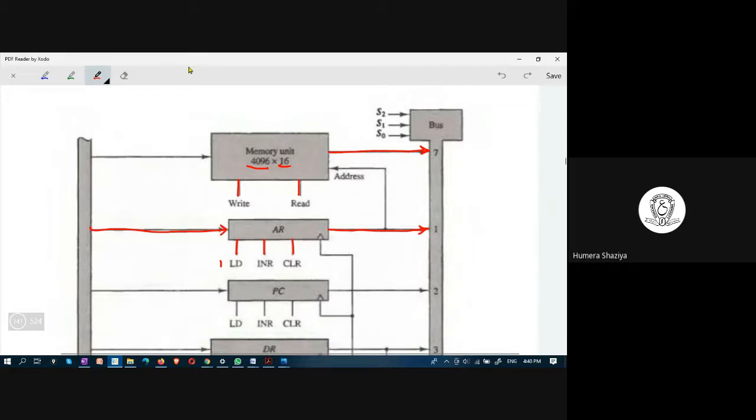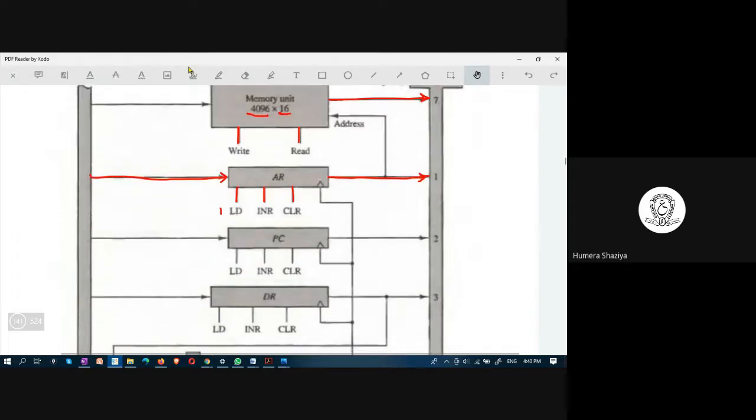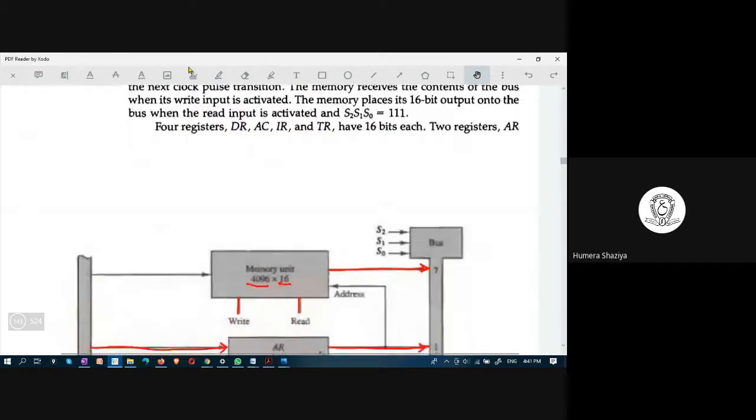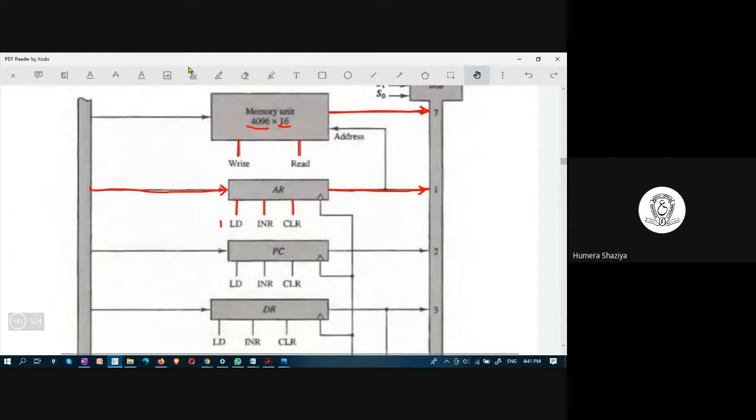gets into the address register. When the address register has this load bit 1, the load bit of all the other registers would be 0. Here you will have 0, here 0, here 0. When you have 0 everywhere and 1 at this address register, then you are loading. This is like loading the contents of the bus into the register. This is loading the contents of the register onto the bus.